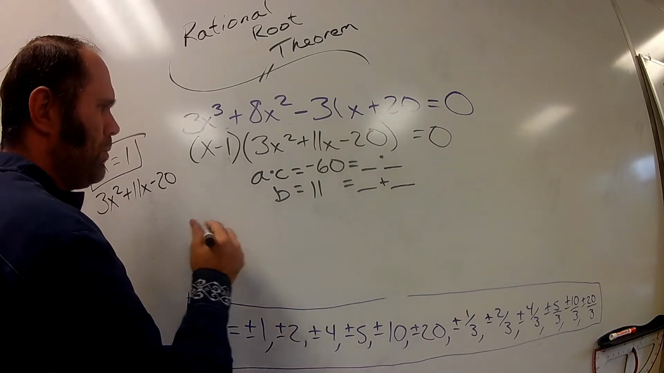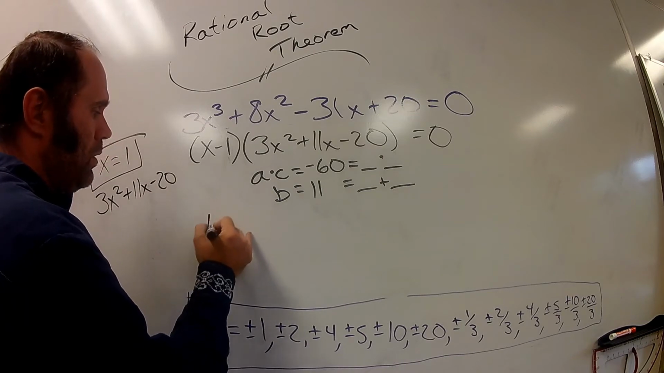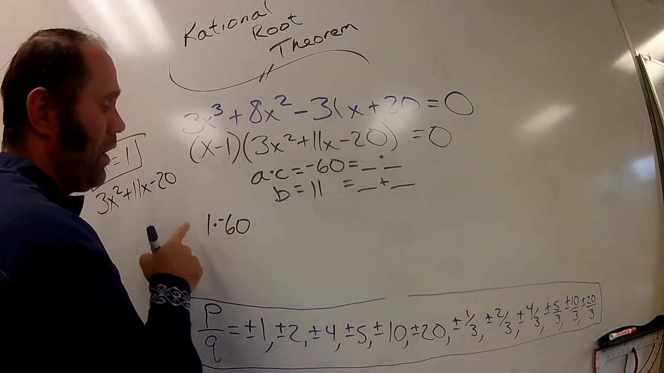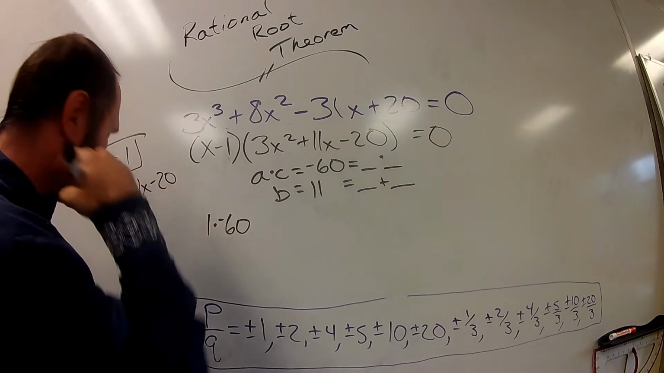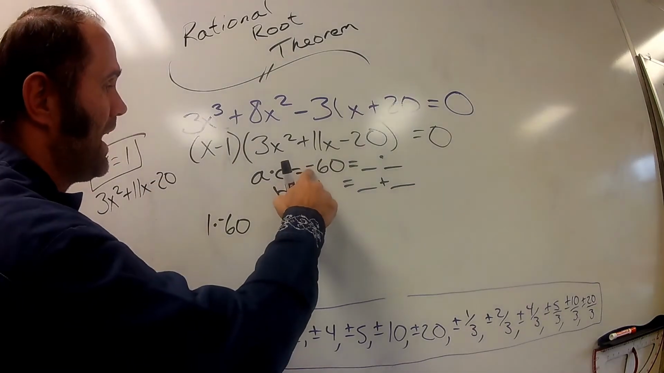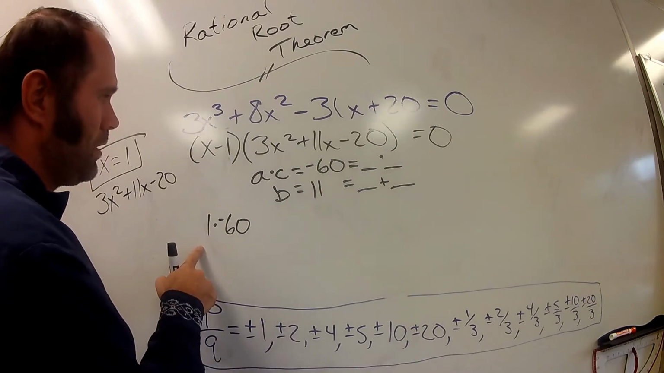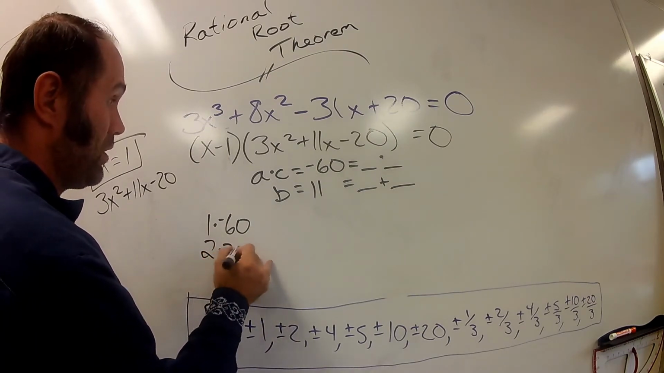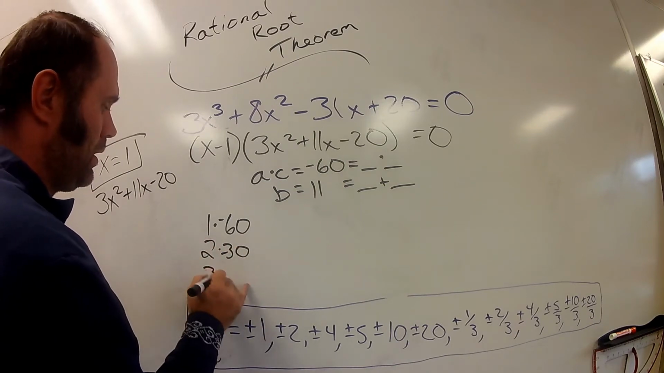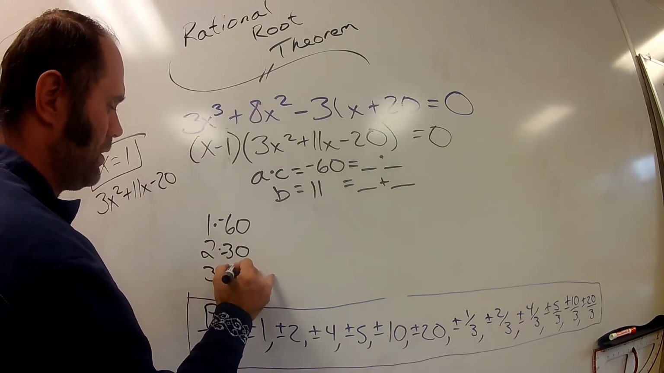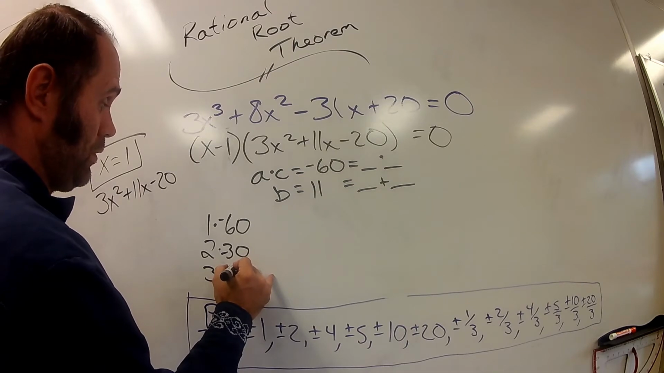So this is a worthwhile method. What 2 numbers multiply to give us 60? Well, 1 times negative 60, and also negative 1 times positive 60, because it's a negative 60. So there's 2 of them there, but then 2 times negative 30, 3 times negative 20.